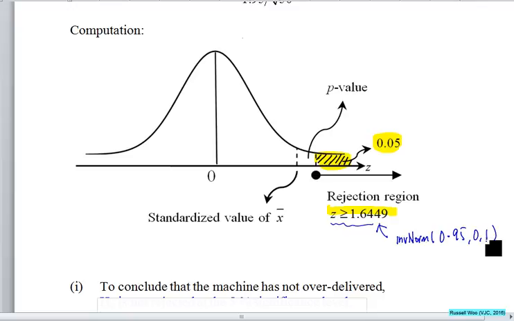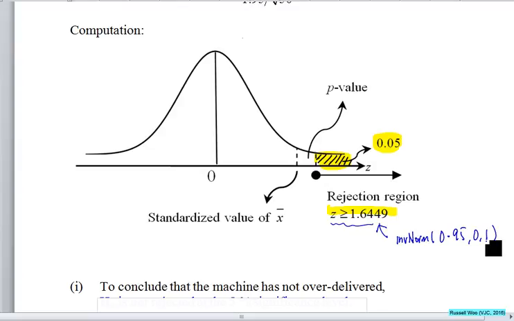Then you get this value. Now, to conclude that the machine has not over-delivered, your standardized value of X bar must lie here, not in the rejection region. Because if it lies in the rejection region, you would say that mu is larger than 25. Therefore, you would have said the machine has over-delivered.